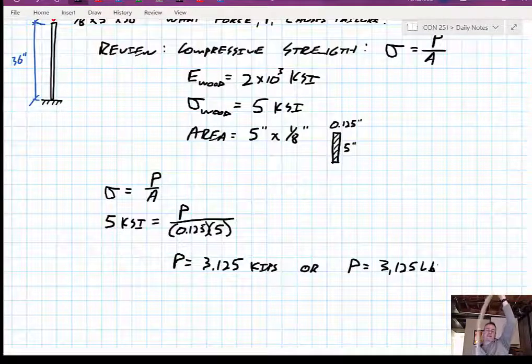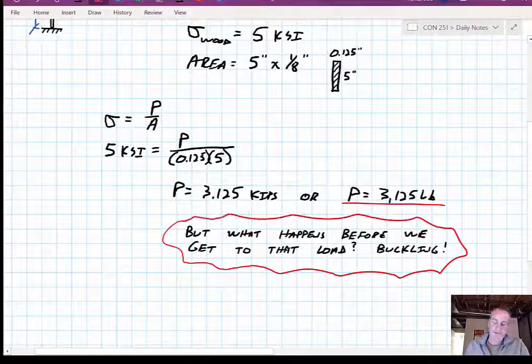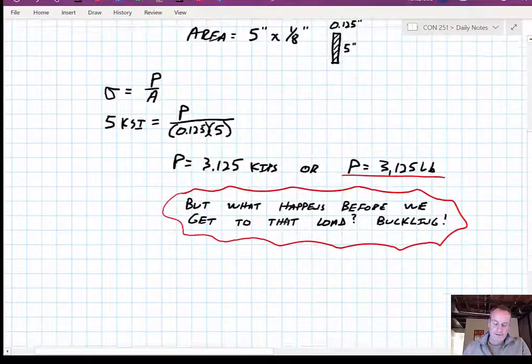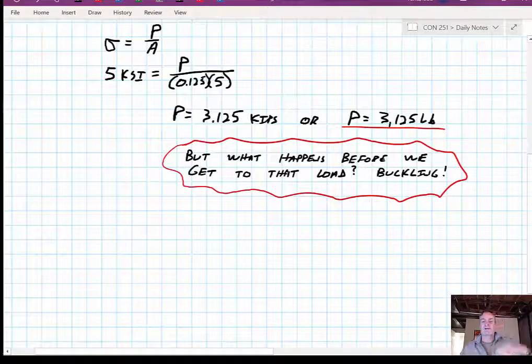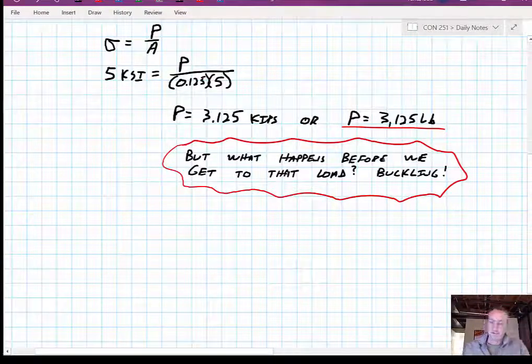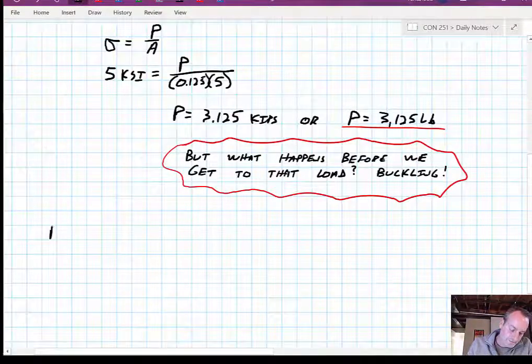What is that? It's this idea of buckling. All right, so I put that extra little bit in there, but what happens before we get to that load? It buckles. So with that in mind, we need a new equation to represent how much force I can apply before it buckles. So let's come up with a new equation, which we're going to call the buckling equation.